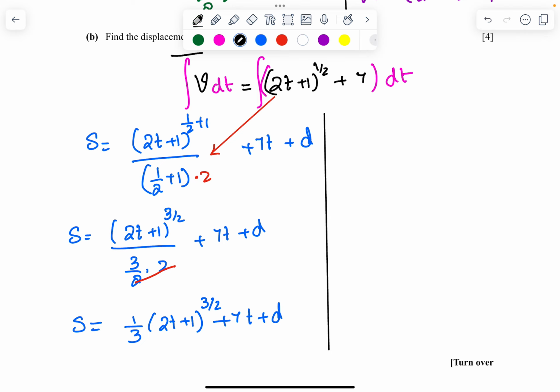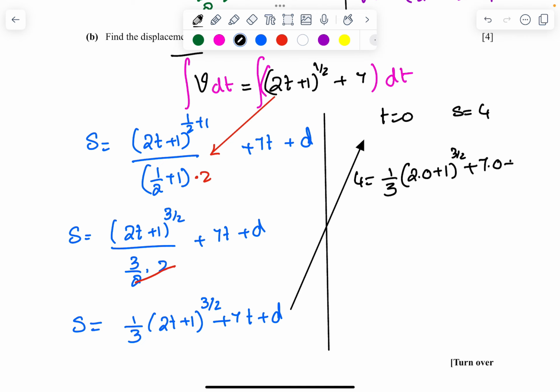Now we know that at t equals 0, S equals nothing but what? 4. So 4 equals 1 upon 3 times (2 times 0 plus 1) whole power 3 by 2 plus 7 times 0 plus d. So 4 equals 1 upon 3 times 1 plus 0 plus d. So d equals 4 minus 1 upon 3. D equals 11 upon 3.